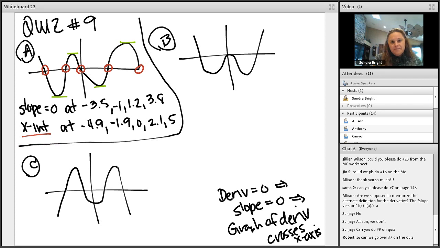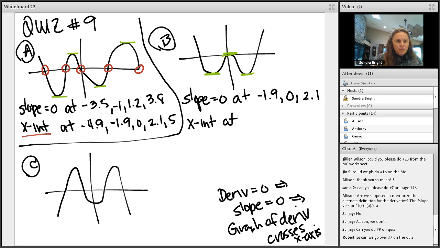For graph B, you have slope equals 0 at, we want x values, right? So it's when it's here, here, and here. Those are when your slope is 0. Top of a hill, bottom of a valley. And so I said that it was at negative 1.9, at 0, and at 2.1. And then the x-intercepts were here, here, and there. And so I said that they were at negative 3, 0, and it looked to me like it was just a little more than 3, so 3.2.